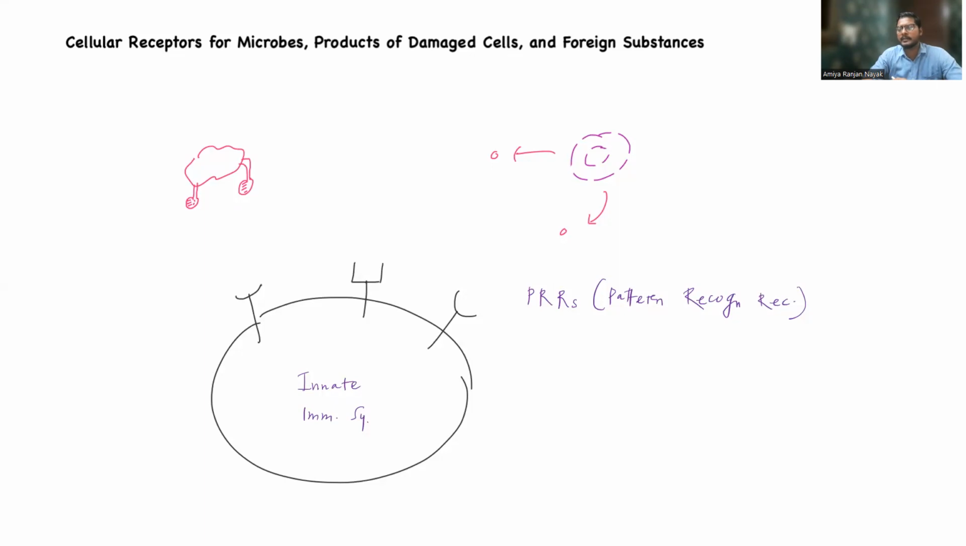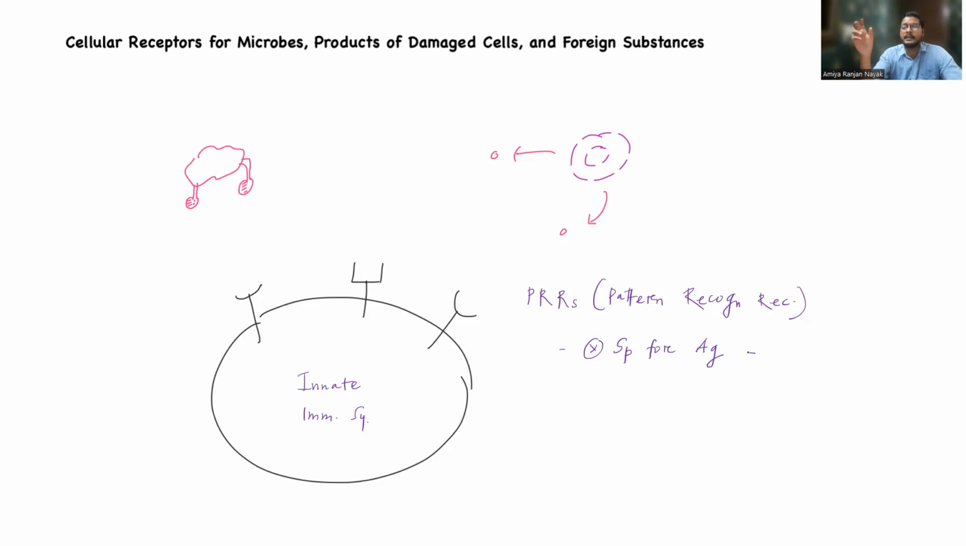What do you mean by pattern recognition receptors? These are pattern recognition receptors. These are not specific for a particular antigen. These are not specific for a particular type of antigen. This is in contrast to what we have discussed for the lymphocyte receptors under the adaptive immune system.